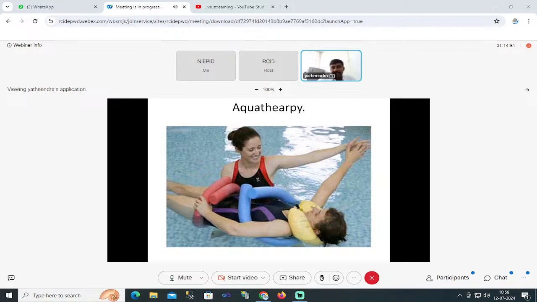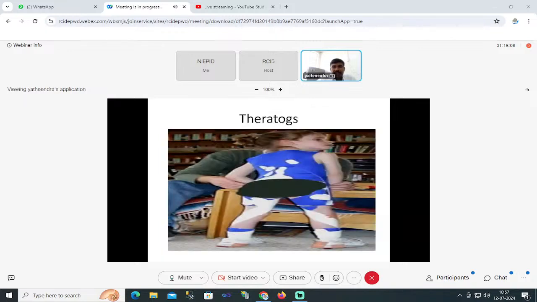Again, water plays a major role in encouraging function, reducing tone, maintaining balance and improving postural stability. In a number of ways, we can make use of water. That's why aquatic therapy plays a major role in all the neurodevelopmental conditions. Then this is a special type of assistive device, TheraTongs, which can also be used to maintain the posture.